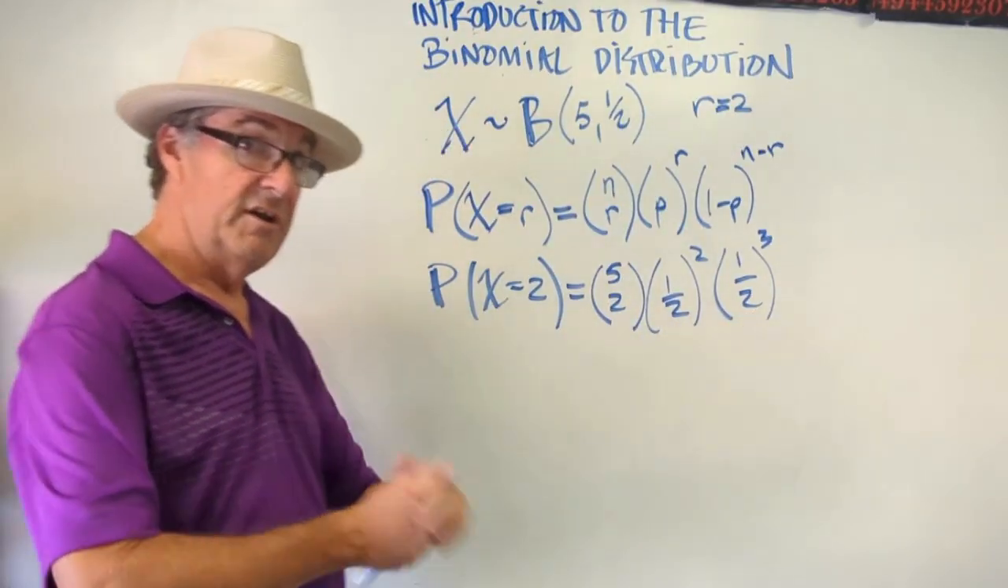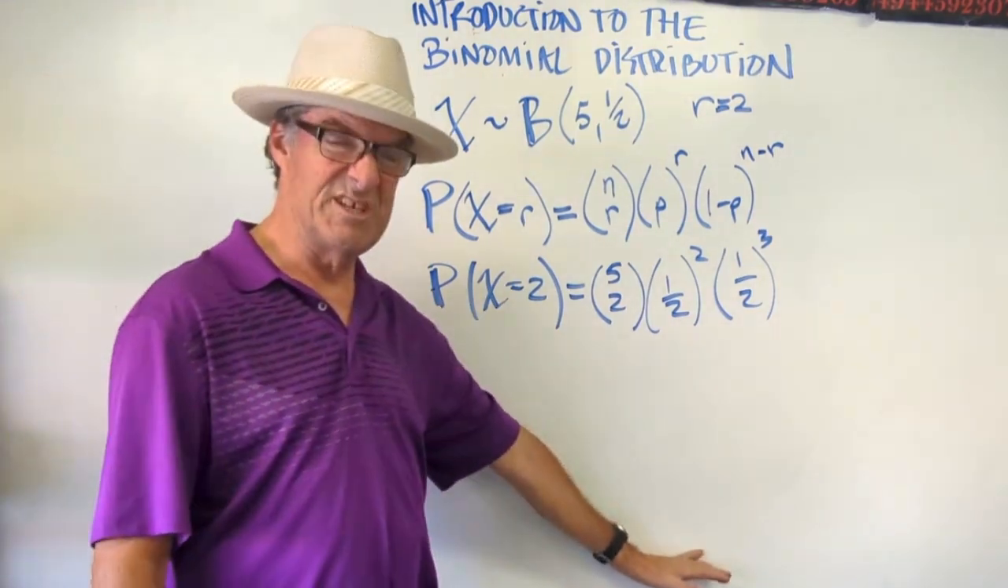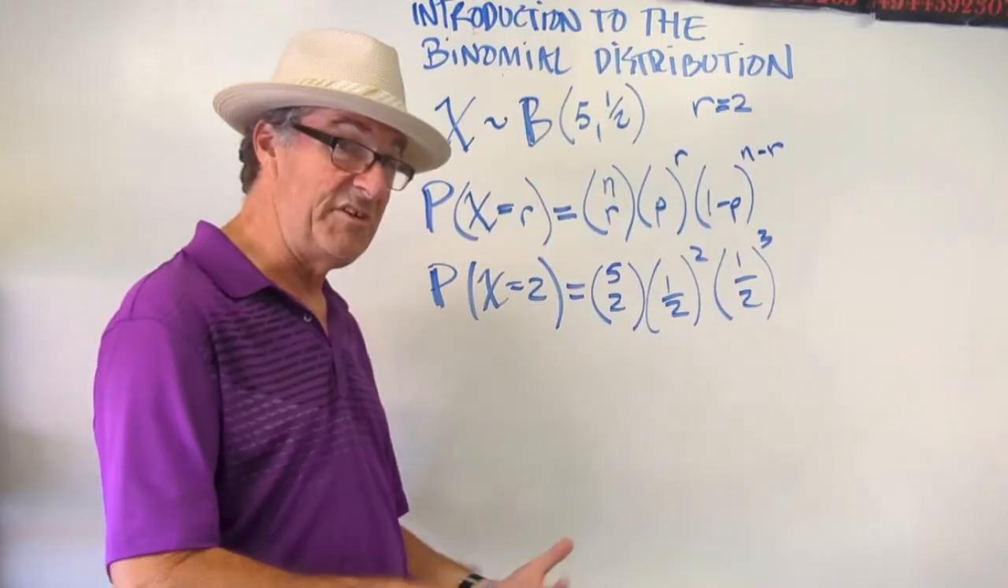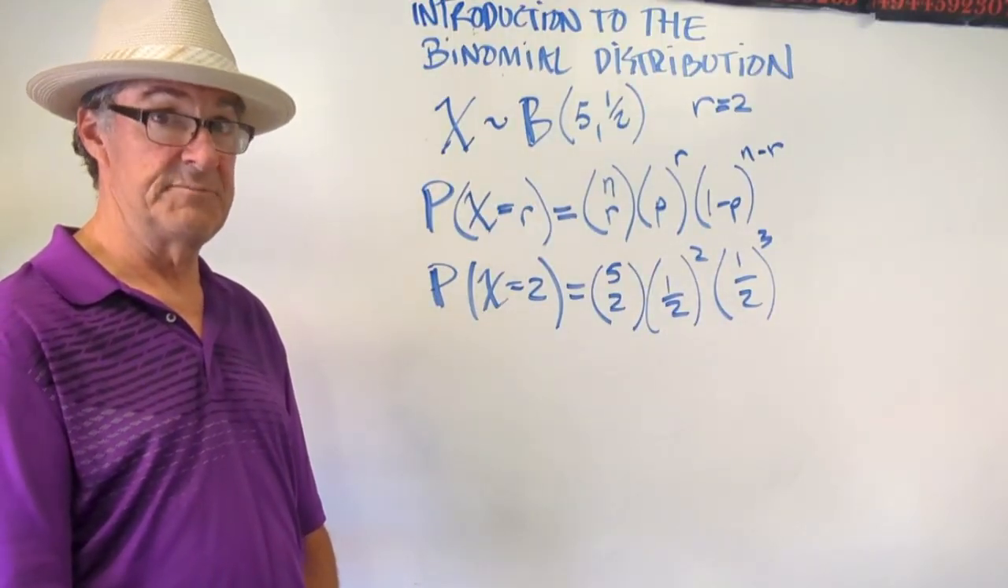Okay, so now what I want you to do is pause the video and calculate all the way through until you find out the actual probability of getting exactly 2 heads in 5 coin flips.